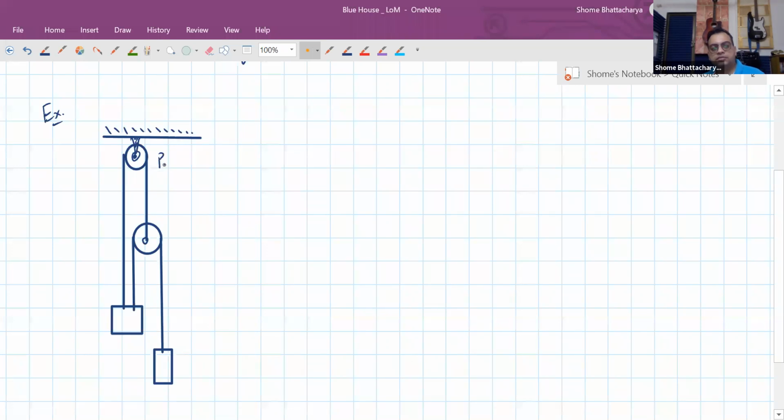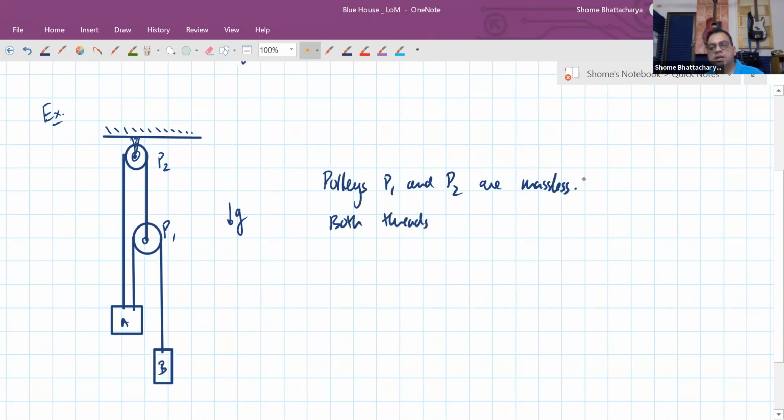Okay, so this is a system of two massless pulleys and also two blocks like this in a vertical situation. So pulleys P1 and P2 are massless. Both the threads used, obviously massless and also smooth, no friction involved. Both the threads used, this thread here and the second thread going around pulley P1, are also massless and inextensible.